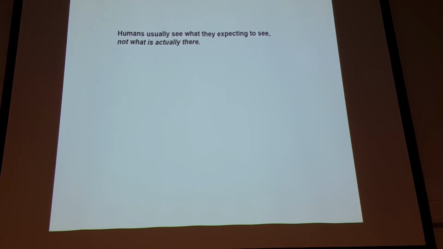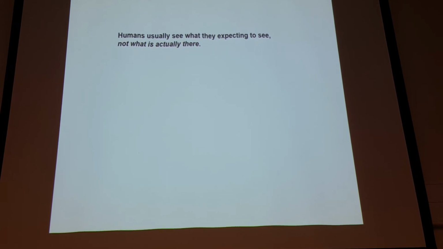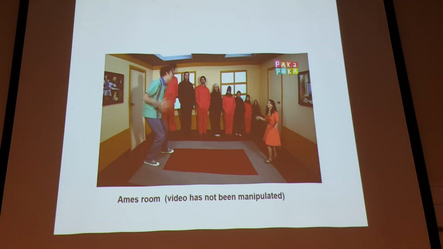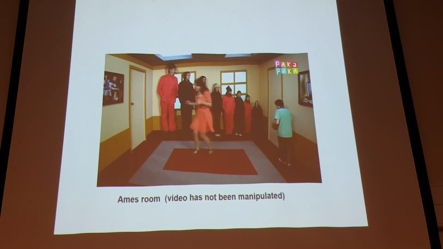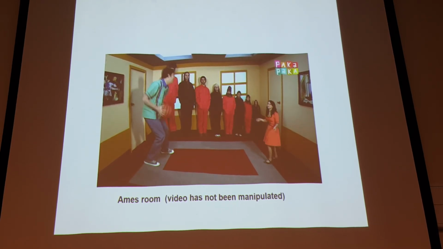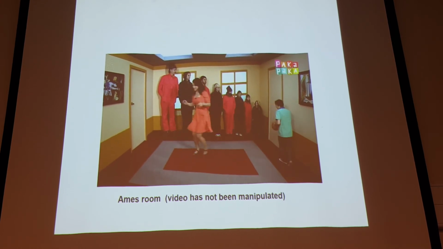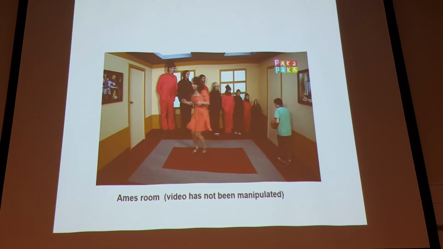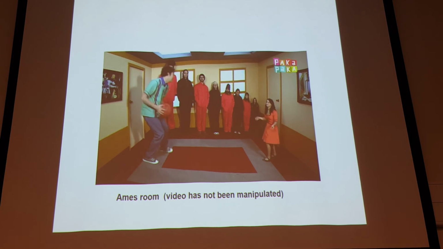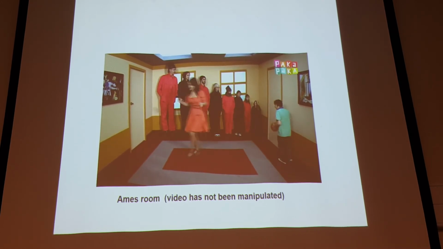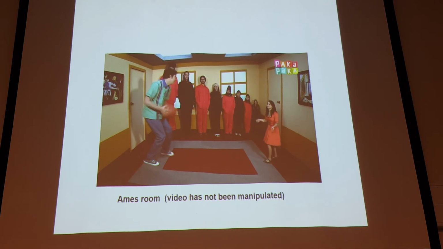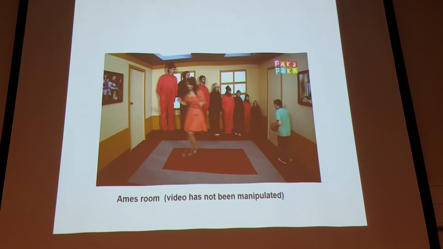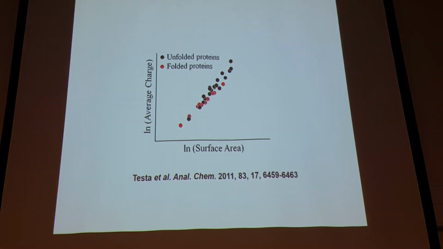scientists are human beings. Humans don't see what's there, they see what they're expecting to see. I just want to illustrate that. This is what's called an Ames room. This is a classic experiment in psychology. Okay? There is no manipulation of the video. This is real. Yeah? It's not what you're expecting to see. But you have to learn, as scientists, to see what's actually there in front of you. It's lovely, isn't it? You could watch it all day.